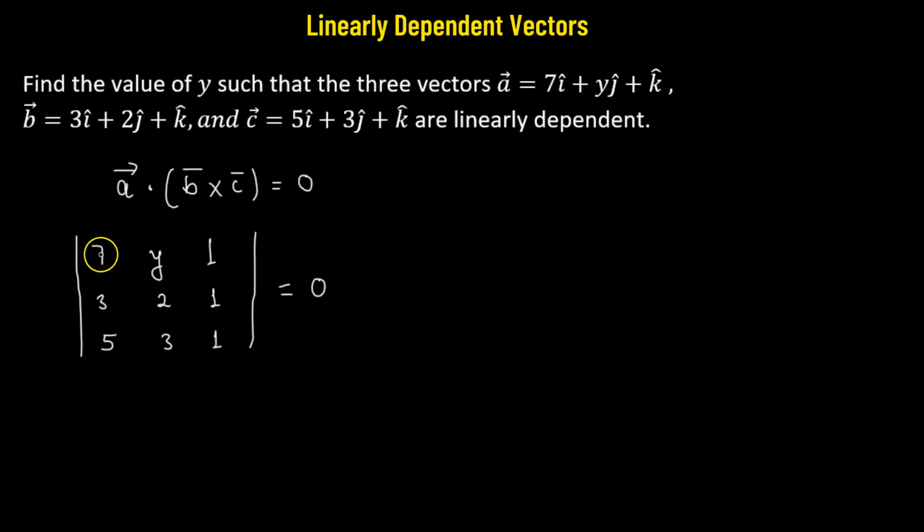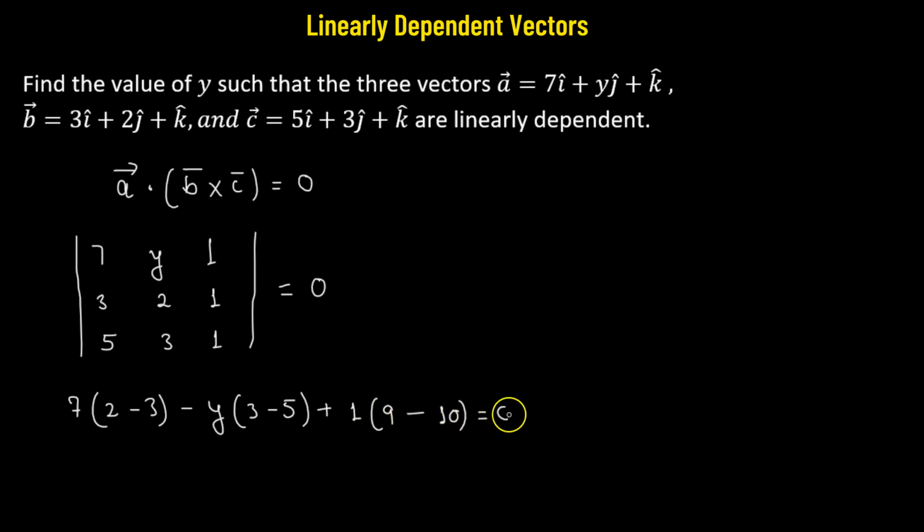Now what we'll do, we will expand this determinant along the first row, so we have 7 times, so we have 2 times 1, so that's 2, minus 3 times 1, so that is 3, minus y times, so we have 3 times 1, so that will be 3, minus 5 times 1, so that's 5, plus 1 multiplied by 2, so we have 3 times 3, so that is 9, minus 2 times 5, so this is 10, and this value is equal to 0.